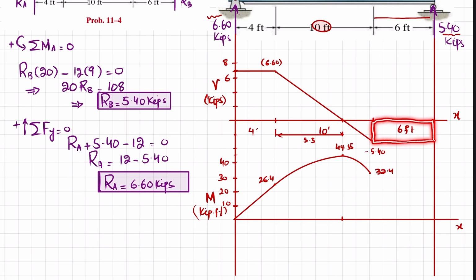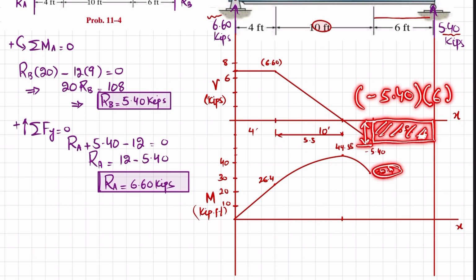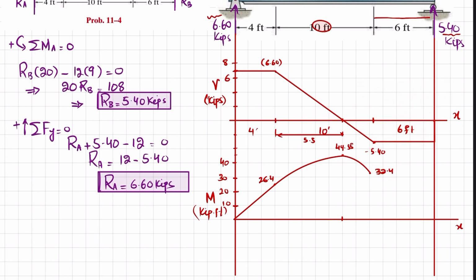So this area is 6 feet multiplied by this height, which is 5.40 minus, multiplied by 6, which will give you minus 32.4. So plus 32.4 and minus 32.4 will bring it to 0. So I will straight join it because you can see this is a line with a 0 degree. So this will be your bending moment.